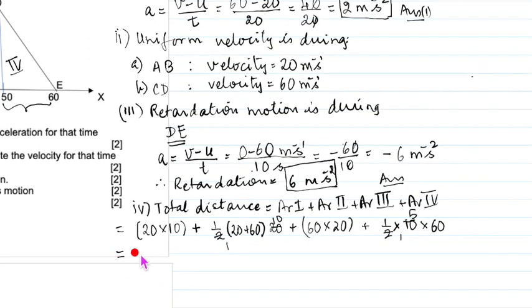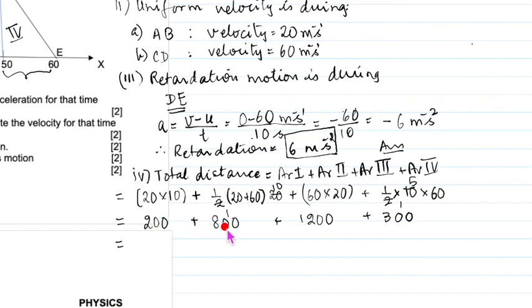Okay, so let us see. It becomes therefore 200 plus this will be 80 into 10, that is 800, plus 6 2's 12, so 1200, plus this is 6 5's 30, so 300. So this is 1000 plus 1200, that is 2200 plus 300, so it is 2500 meter. This is the total distance that is traveled. That is actually 2.5 kilometers.